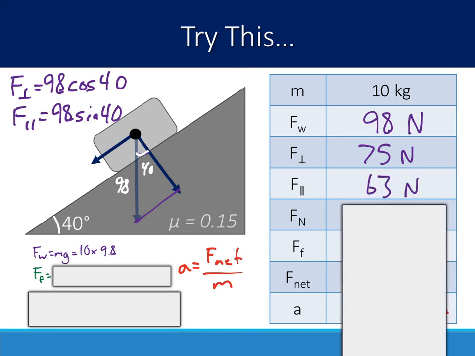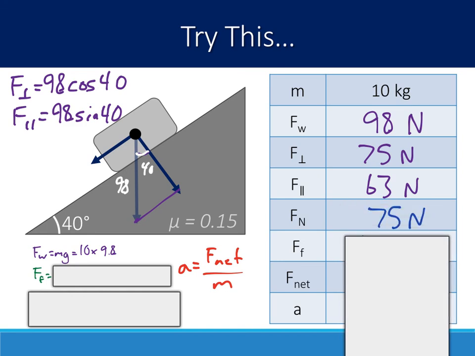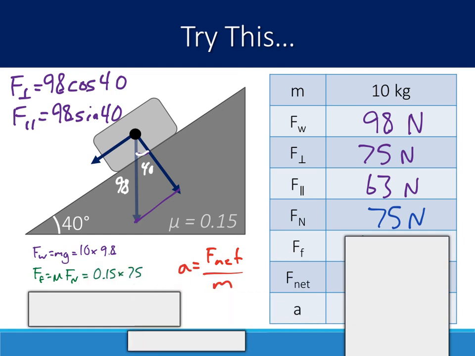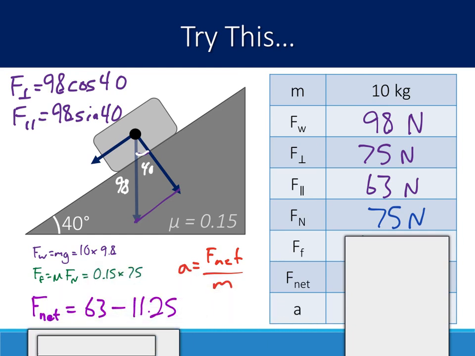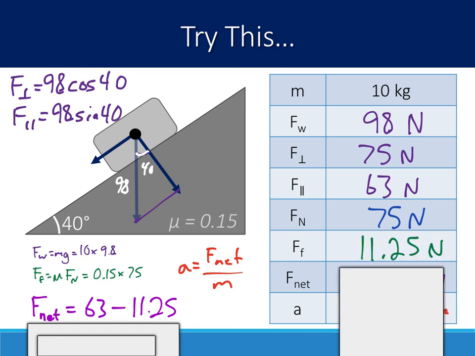My normal force is going to be related to one of the forces I have on here already. Think back. The normal force is always perpendicular to the surface. So I've already figured out a perpendicular component, that's this one right here, so that should equal my normal force. And it sure does, 75 newtons and 75 newtons. My force of friction is going to be equal to the coefficient, which we know here is 0.15, times that normal force, times 75. So my force of friction becomes about 11.25, sorry about that.